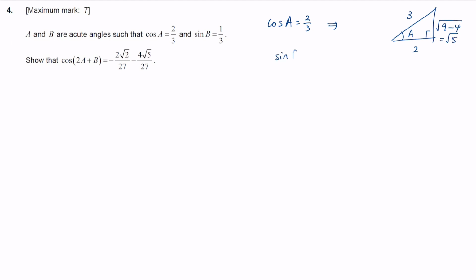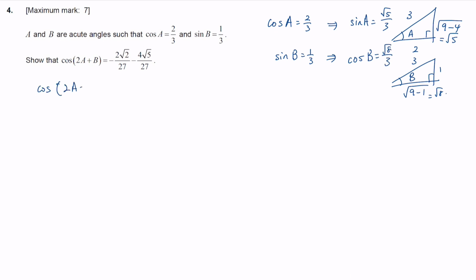Similarly, sine B equals 1/3. That means this is the triangle that we have, with B. This is 1 and 3, this side being root of 9 minus 1, which is root 8. So we can actually find sine A. Immediately sine A is root 5 over 3, and cosine B, immediately we can see that it's root 8 over 3.